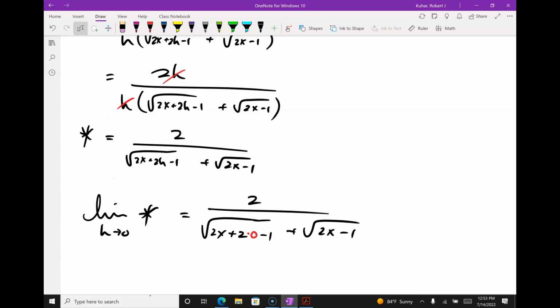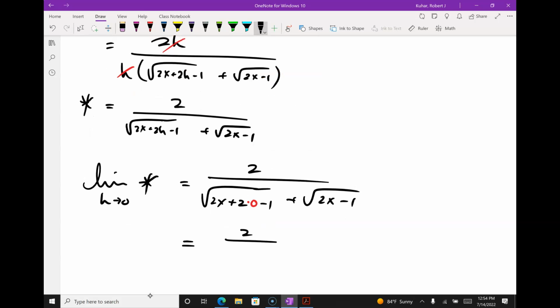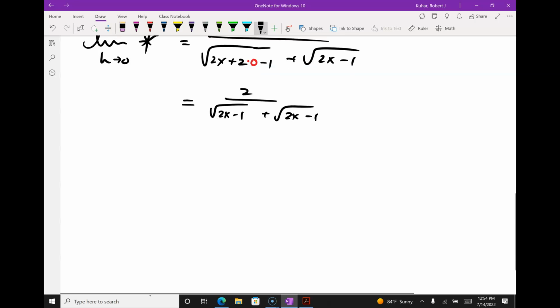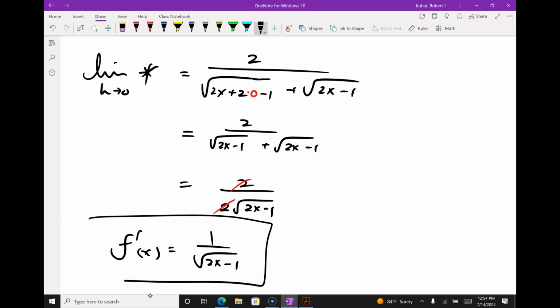Once I fill in for h, I'm no longer asking, hey, what's the height? I know the height. Or I'm no longer asking, what's the secant slope? I have the tangent slope now. So what do I have now? I have 2 over square root of 2x minus 1 plus another square root of 2x minus 1. That's 2 of those. And the 2's cancel. And I finally get it, f prime of x is 1 over square root of 2x minus 1. Yes!